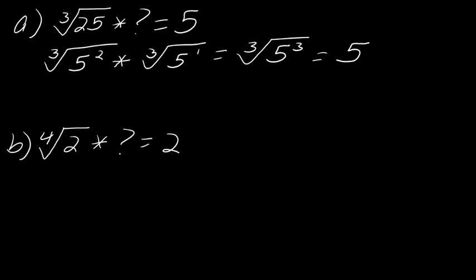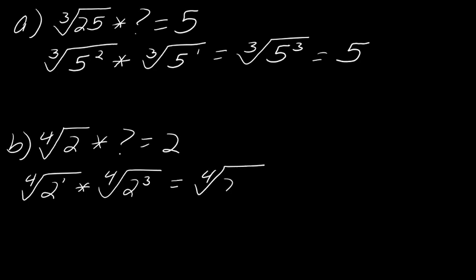Okay, so let's do one more together. Now I've got the 4th root of 2 times what will equal 2. So I need to multiply this by a 4th root. I have 1 power of 2 in this case. How many powers am I actually looking for in this example? I'm looking for 4. It's all driven by the index. So if I have 1 power, how many more do I need? I need 3 more. So this will be 2 to the 3rd. If I multiply these together, I get the 4th root of 2 to the 4th, and then that will equal 2. So here's the whole idea behind this.